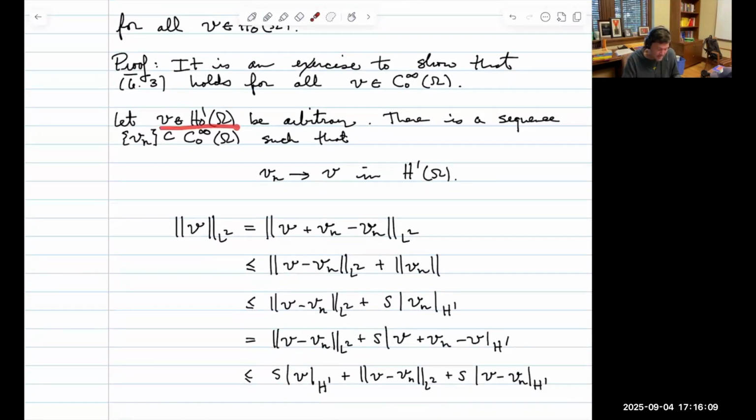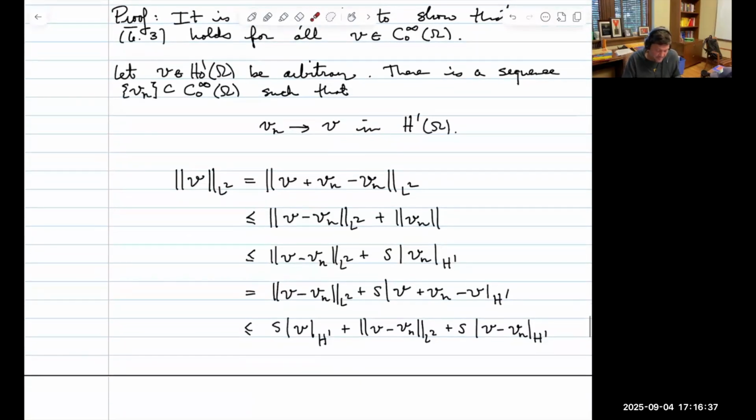So let V be in H01, any function from that space arbitrarily. There is a sequence Vn in C0 infinity such that Vn converges to V in H1, right? That's what it means to be dense. And actually, this space was defined as the closure of that space, so this density result is by construction. V is what we're starting with. The sequence we conjure out of thin air, but it is a sequence of smooth functions.